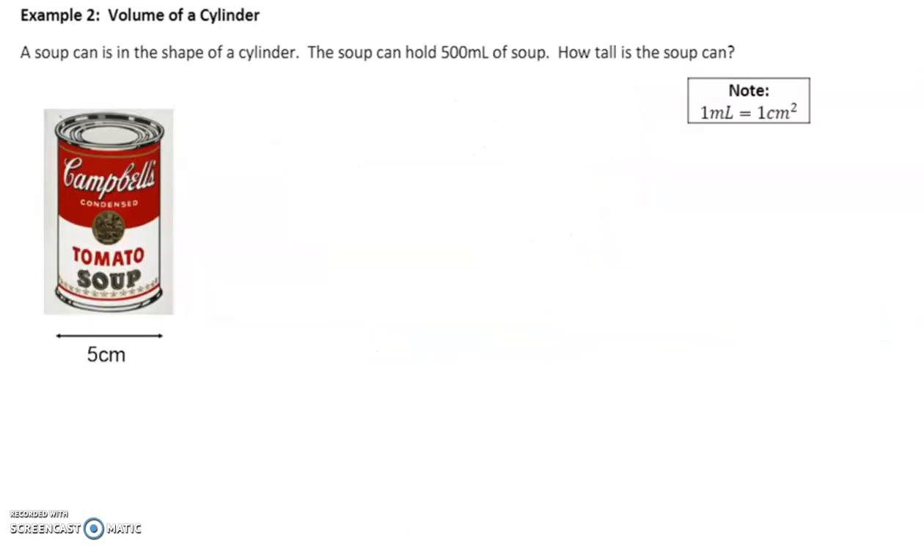Okay, volume of a cylinder. Example 2. A soup can is in the shape of a cylinder. Okay, the soup can hold 500 milliliters of soup. How tall is the soup can? Okay, so we're looking for the height here. And what we're given here is the diameter. So that's kind of useless. We would need the radius, which is the diameter divided by 2. So 5 over 2 is 2.5.